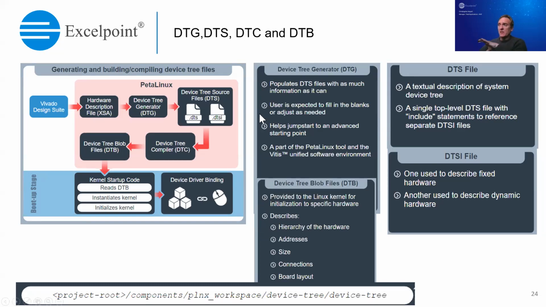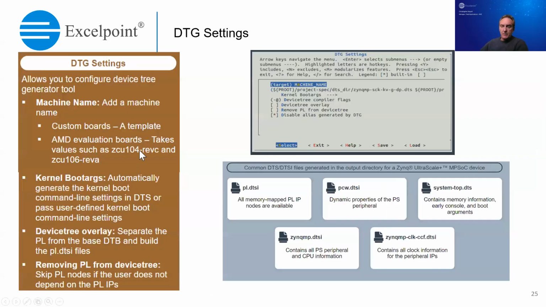So that's a bit of an understanding of what goes on behind the scenes. And in order to configure the device tree generator tool, we were just in that particular menuconfig. So let's discuss this a little bit here. The machine name allows you to set or add a machine name. For custom boards, it's a template, and for evaluation boards, it can take a value such as the ZCU104 or ZCU106.